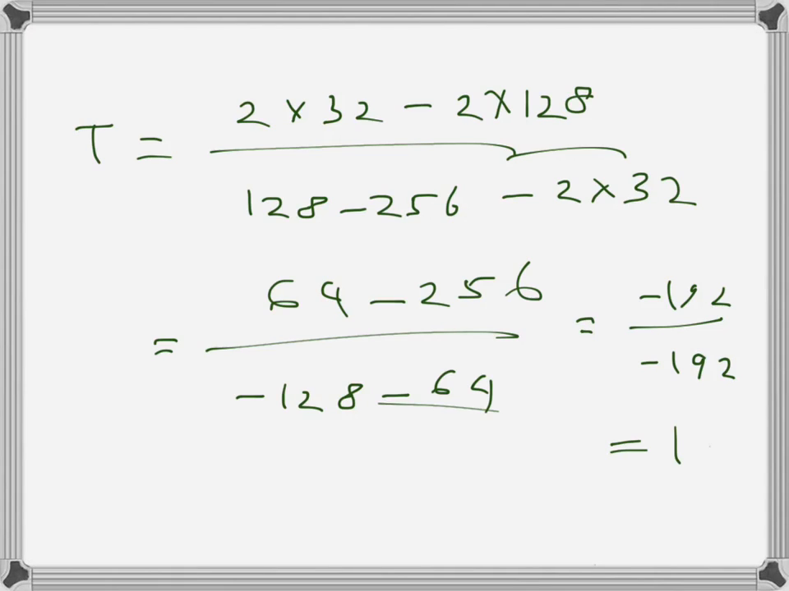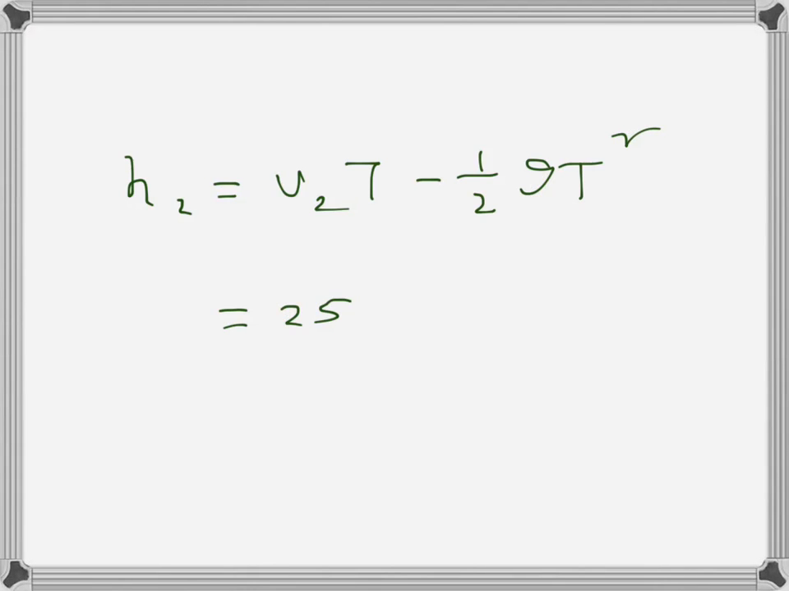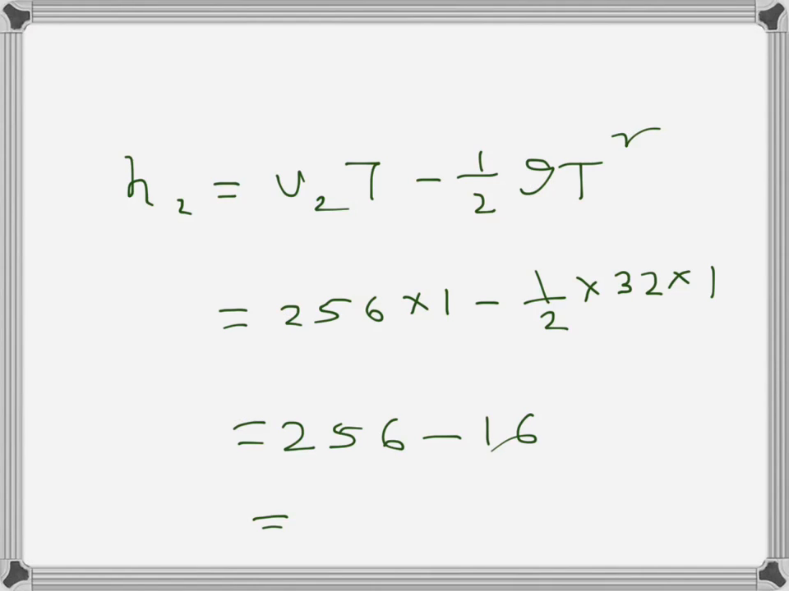That's what we know. Now we need to find the height where they will meet or collide. So we can use any of the equations. So let's use h2. So u2 t minus half g t square. So that will be u2 is 256 times 1 minus half times 32 times 1. So that will be 256 minus 16, which will be 240 feet. So at 240 feet above the ground, the objects will collide. They will meet each other.